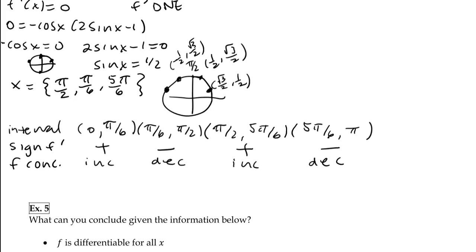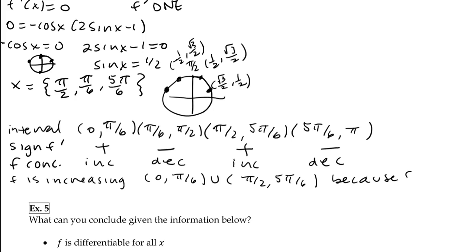So now we can go ahead and talk about our increasing and decreasing behavior. So we could say f is increasing on 0 to pi over 6, and then pi over 2 to 5 pi over 6. And what would our reason be? Because f prime is greater than 0. F is decreasing. When is f decreasing?